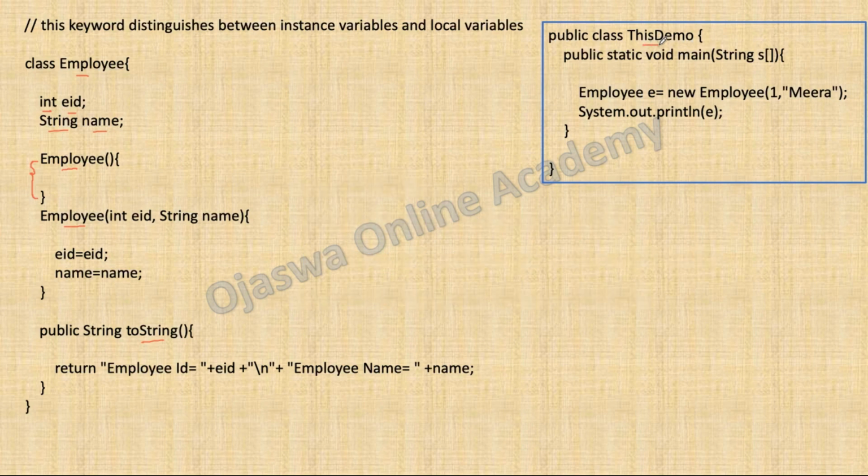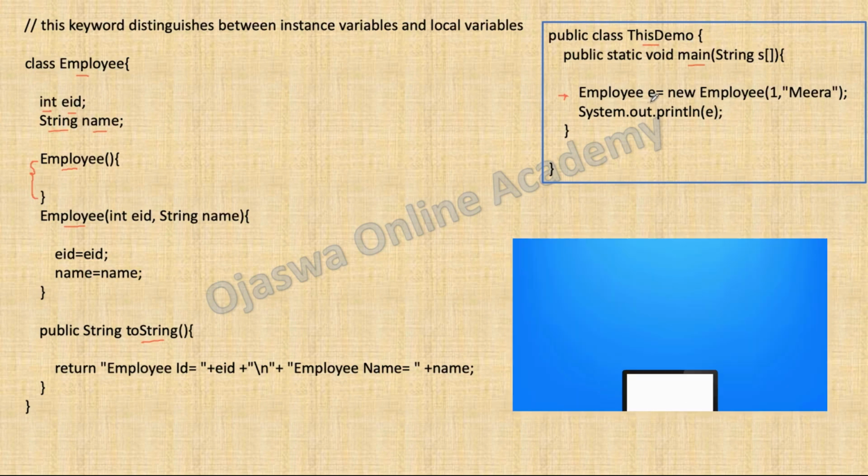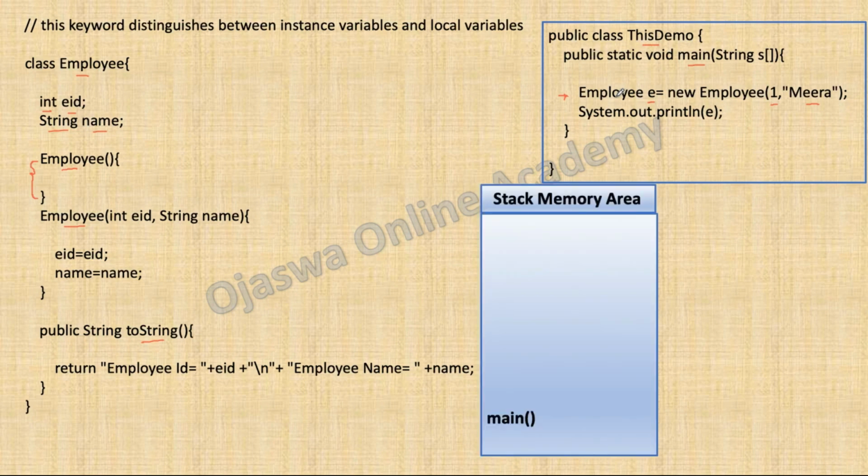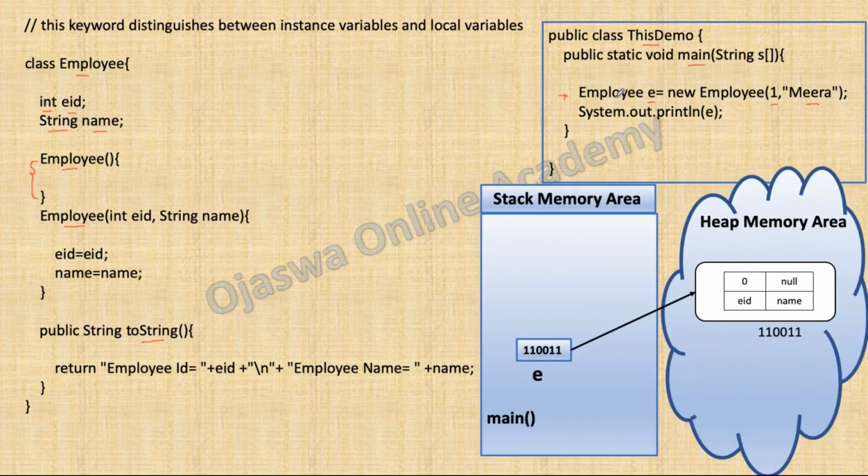There is a class thisDemo that contains the main method. Execution starts from here. We are creating an object named E and passing two arguments. The first is of type integer and the second argument is of type string. So when your object is created, memory for the object is allocated. Reference variable E will be created on the stack and the actual object will be created on the heap. After creation of the object, a call to the constructor will be given implicitly.